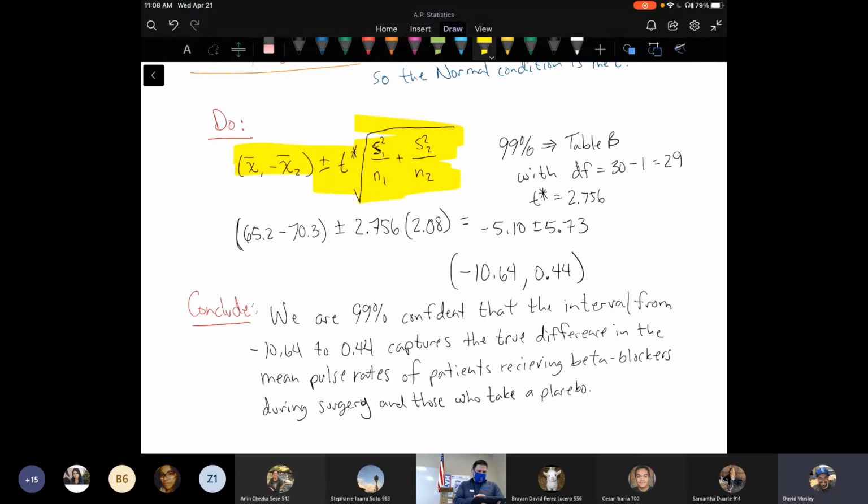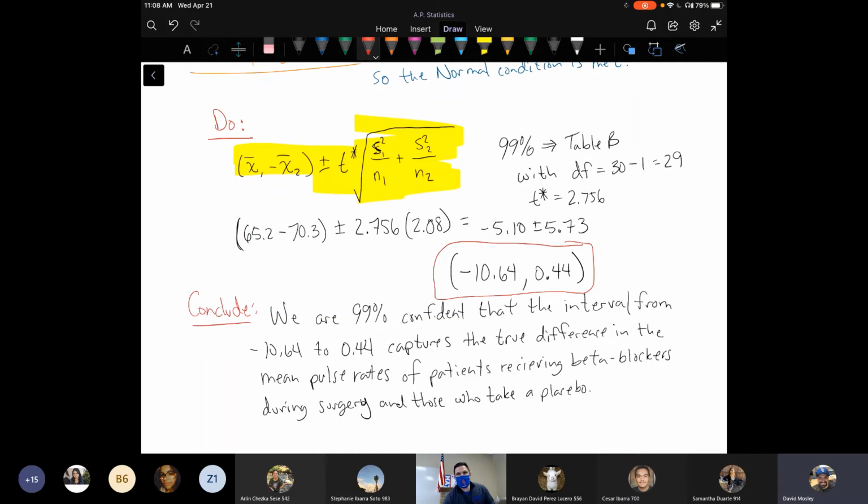Then we do our calculation. We get 65.2 minus 70.3 plus or minus 2.756 times 2.08. The 2.08 is just the result that we found in part A of this question. We already calculated the standard error. And that is equal to negative 5.1 plus or minus 5.73. Okay? And that ultimately gives us this interval, negative 10.64 to 0.44.